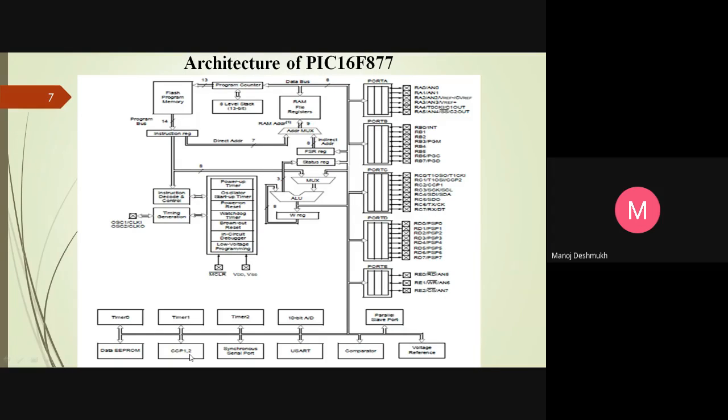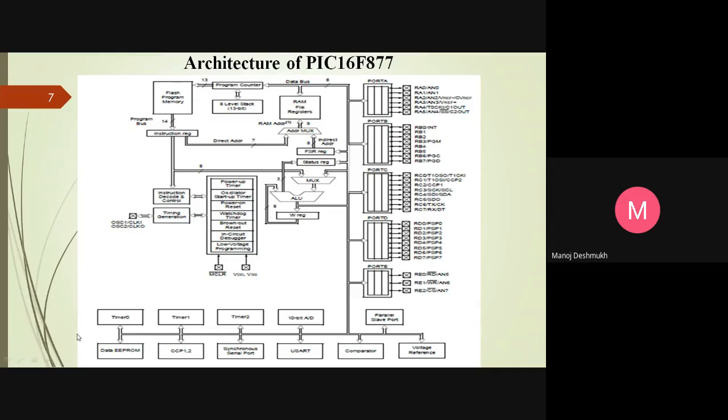CCP1 and CCP2, so these two CCP modules are there. After that, synchronous serial port, or you simply mention SSP. Then USART, synchronous as well as asynchronous communication. After that, comparator and voltage reference. And this one is the parallel slave port, PSP. Here itself we have mentioned parallel slave port.